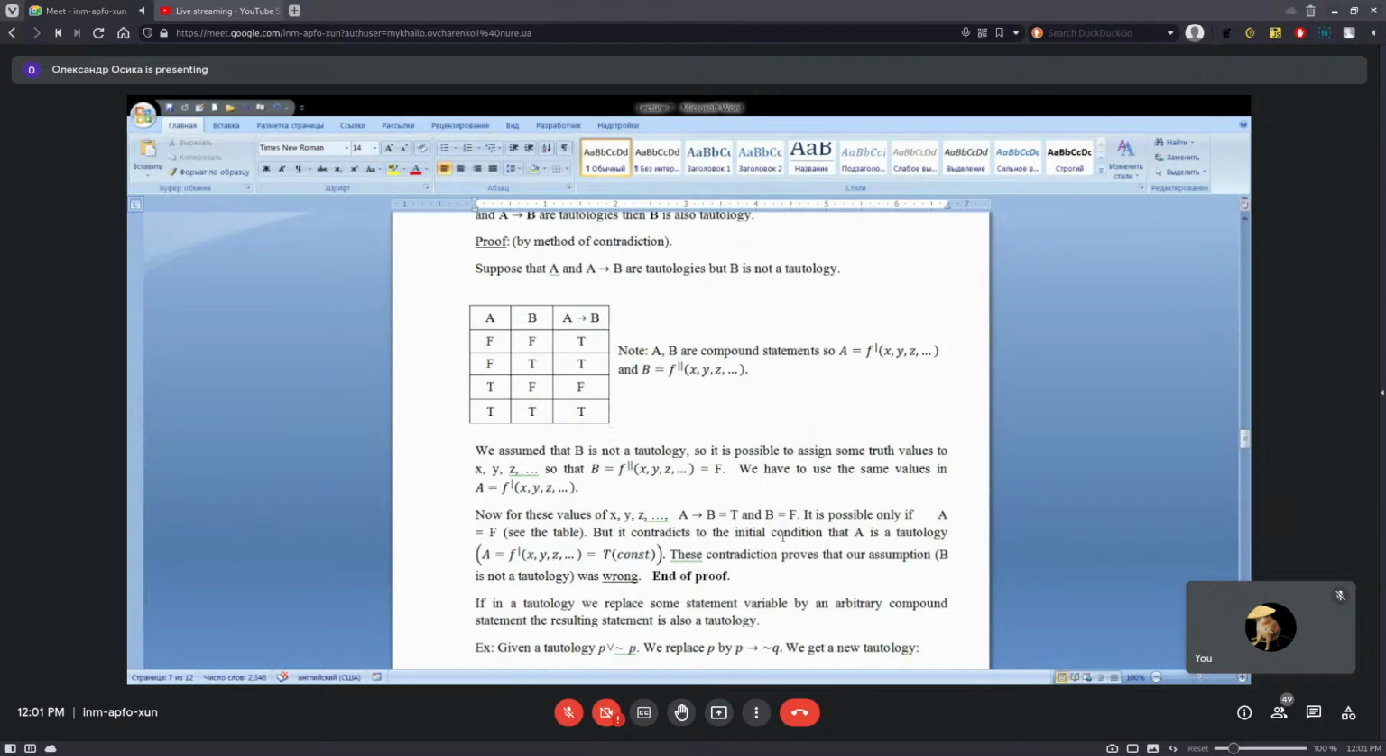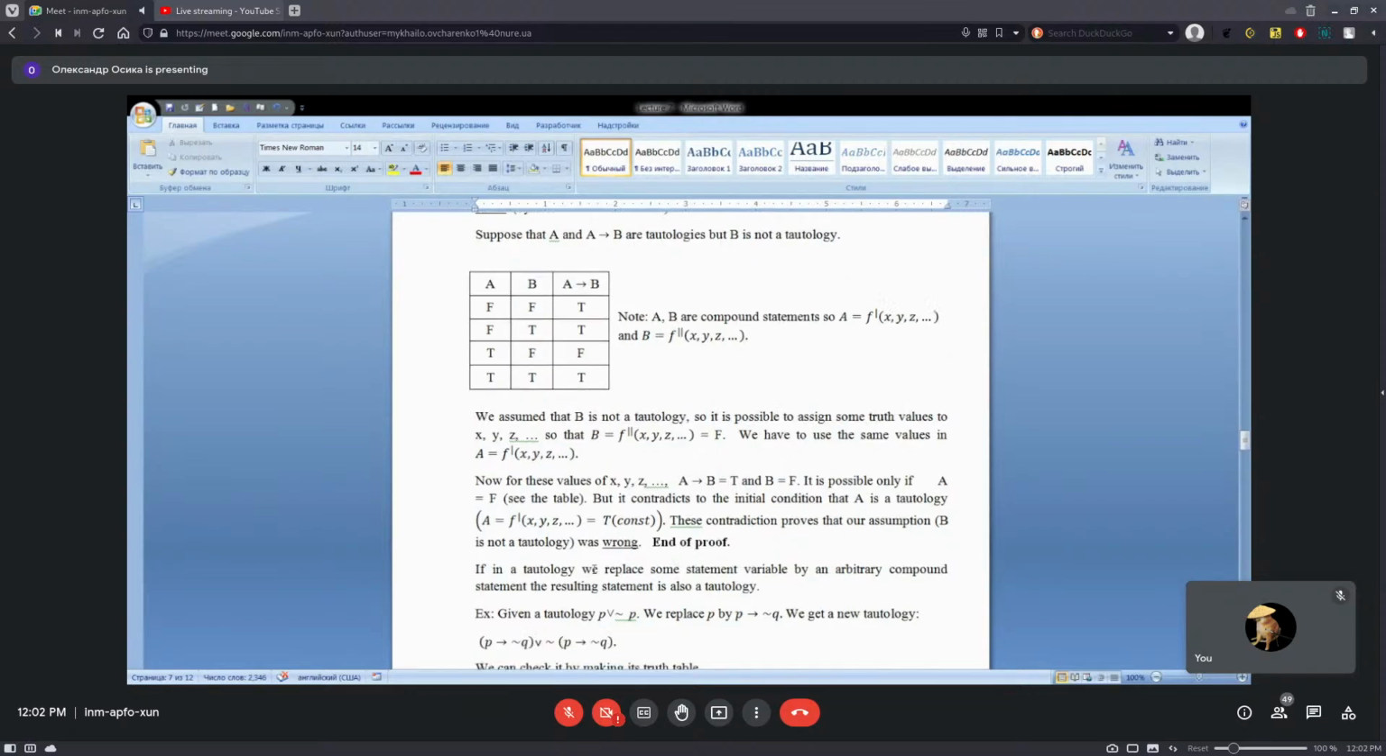But it contradicts the initial condition that our A is a tautology. A is a formula, a function of x, y, z, and is the constant T for all interpretations. This contradiction proves that our assumption was wrong: it contradicts what was given to us. So B is not not a tautology; it must be a tautology. End of proof.